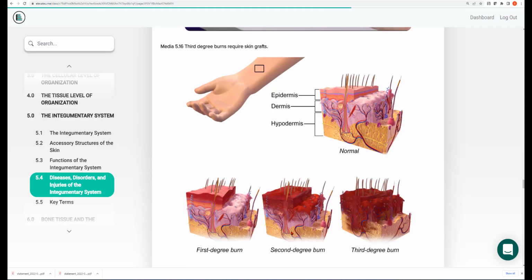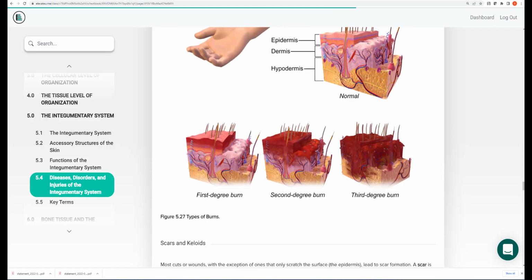So let's take a look at this again. In this picture, first-degree burn. First-degree burn, you are simply affecting a portion of the epidermis. In a second-degree burn, you're burning away the epidermis and a portion of the dermis. In a third-degree burn, you're destroying all of the skin. This is a full-thickness wound. First and second-degree burns are oftentimes called partial-thickness burns because they don't go all the way through.